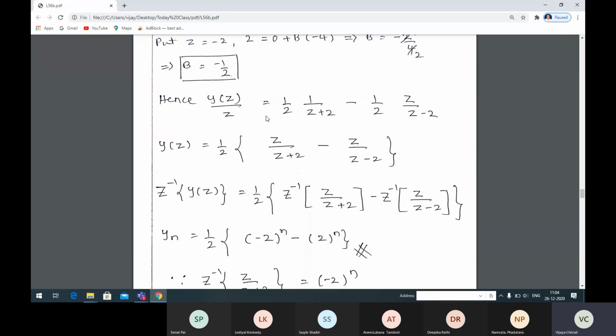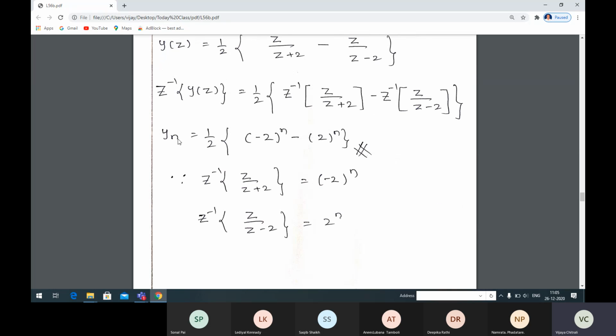Now take this z to this side. So y of z is equal to 1 by 2, which is common for both the terms, take it outside: z divided by z plus 2 minus z divided by z minus 2. Now take inverse z transform on both sides. Z inverse of y of z is equal to 1 by 2 times z inverse of z divided by z plus 2 minus z inverse of z divided by z minus 2.